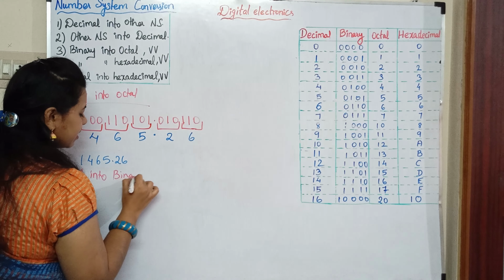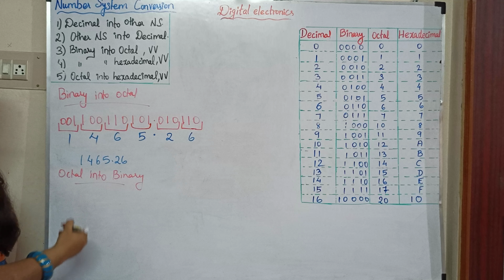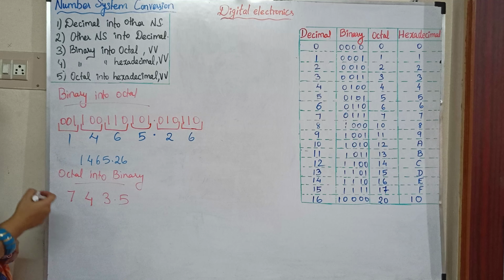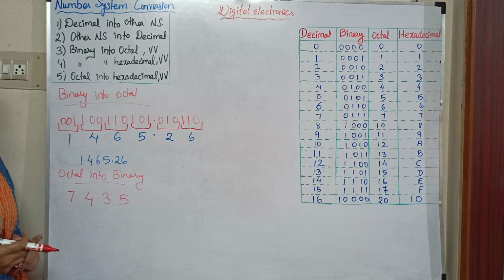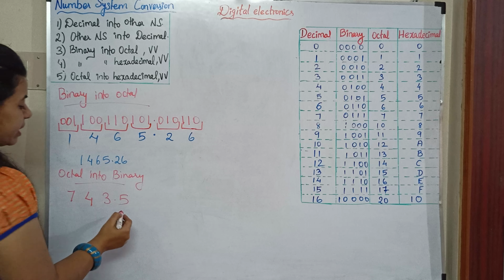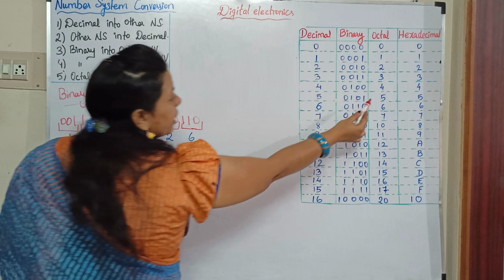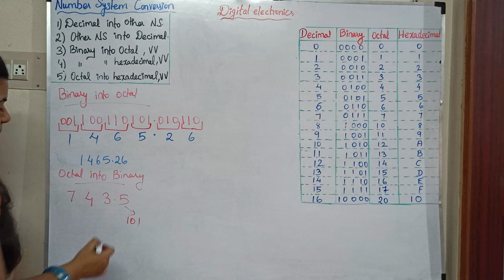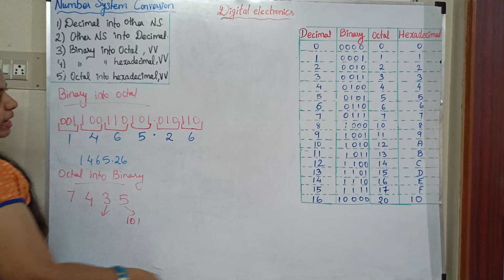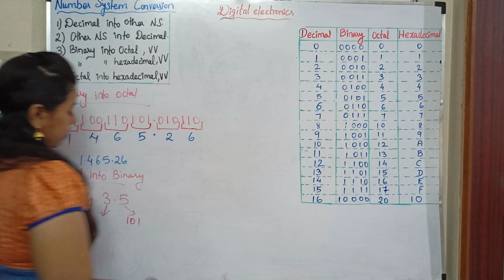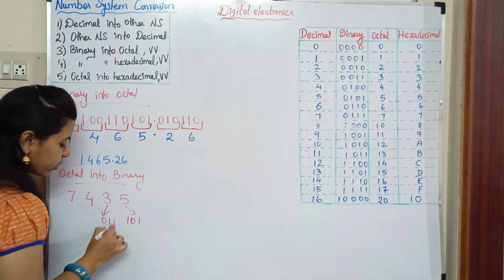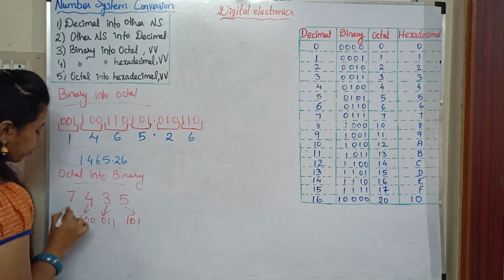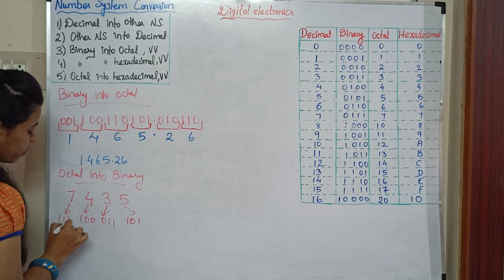That is also easy. Just invert this one. That means consider the value 743.5. Here you have to represent each digit by equivalent 3 binary bits. That means what is the value of 5? 101. Okay, 3 bits. You have to represent in 3 bits. And what is the value of 3 in binary? 11. Okay, but you have to write 011. Okay, 3 bits. Then for 4, 100, and for 7, 111.